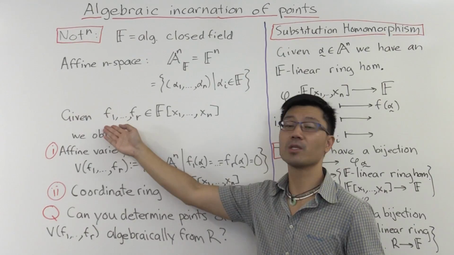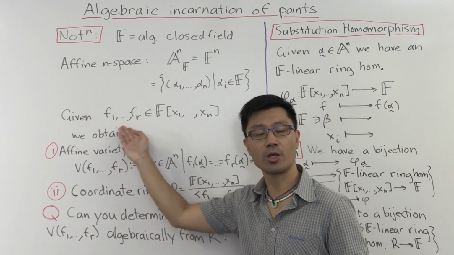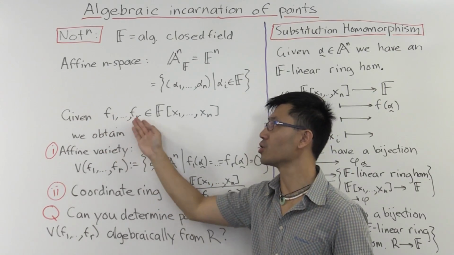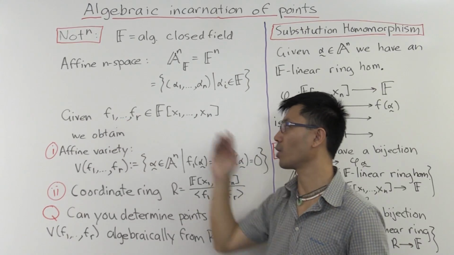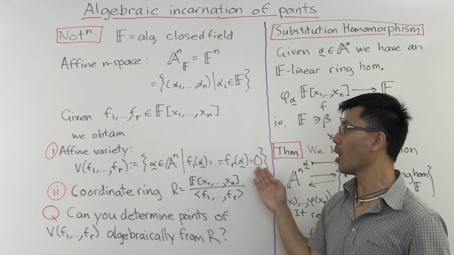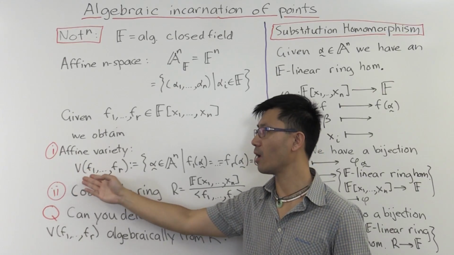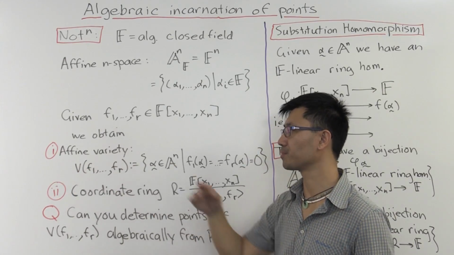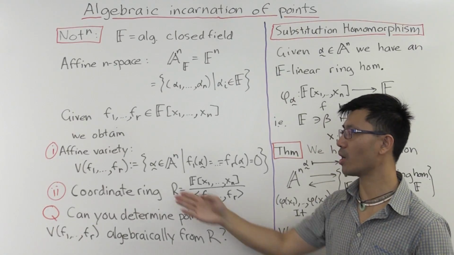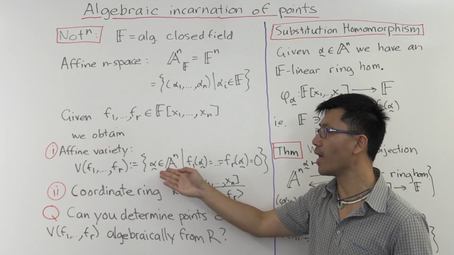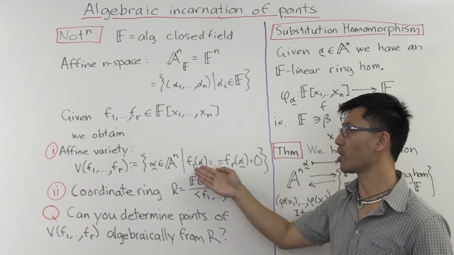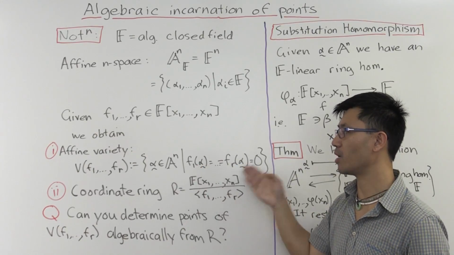So we can look at the common solutions to all of these polynomial equations, setting these all equal to 0. And that gives you the affine variety that we denote by V(f1, ..., fr). So in other words, just the set of all n-tuples alpha, which are the common zeros of f1 up to fr.